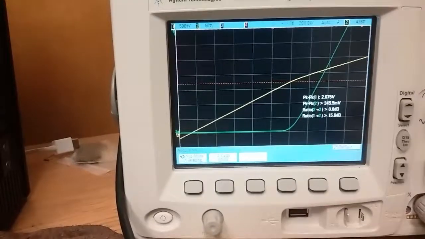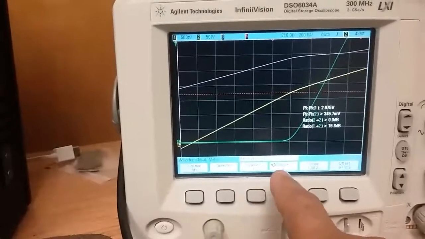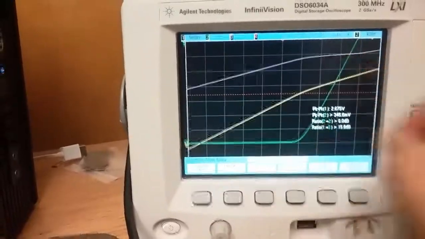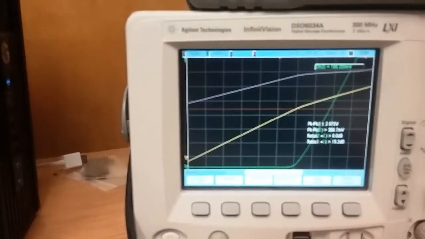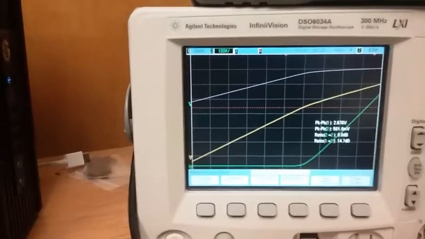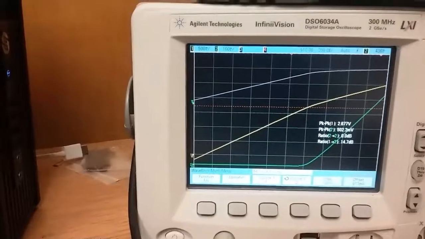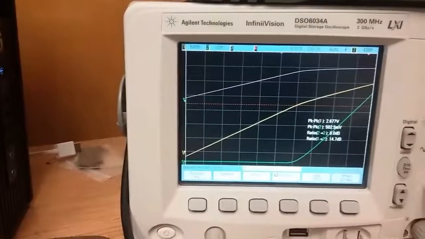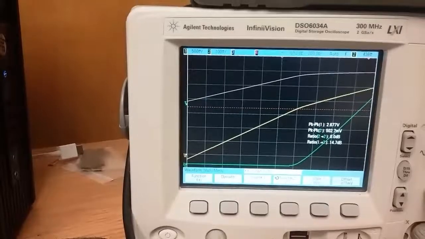Now I've set up an equation to show the difference between these two channels. There is something going on up there, so I want to get rid of that kink. Let's just leave it right there. So the purple line would be the difference, the yellow would be the input, and the green would be the current. It's a voltage measurement, but it's representing the current.